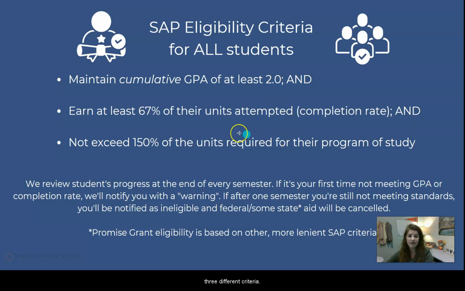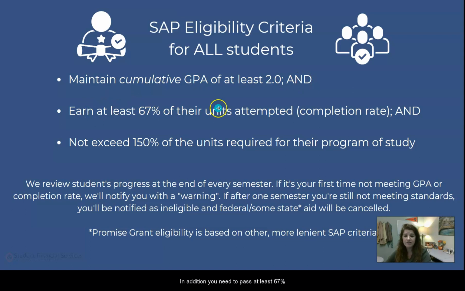3 different criteria. The first is that you have to maintain a cumulative GPA of at least 2.0. Cumulative means it's your lifetime GPA, so all of your semesters combined, the GPA at least needs to be 2.0.